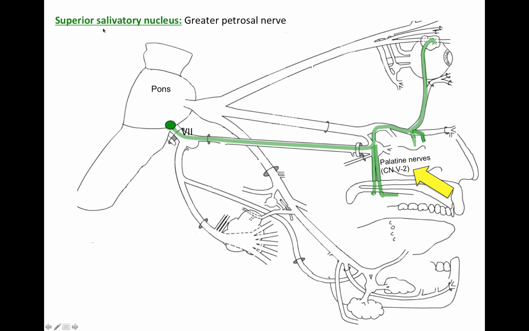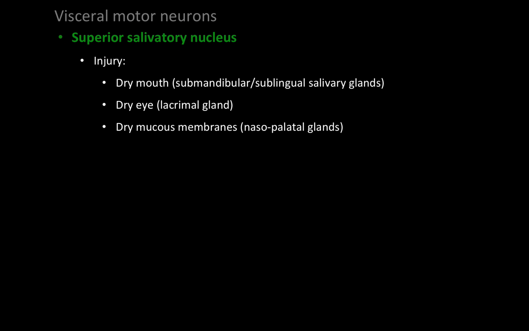But then the postganglionic parasympathetic neurons are going to go out and innervate the nasopalatine glands, making mucus in your nose and palate. And then another branch hitchhikes on V2 and goes up to the lacrimal gland and makes tears. So there's the greater petrosal nerve.